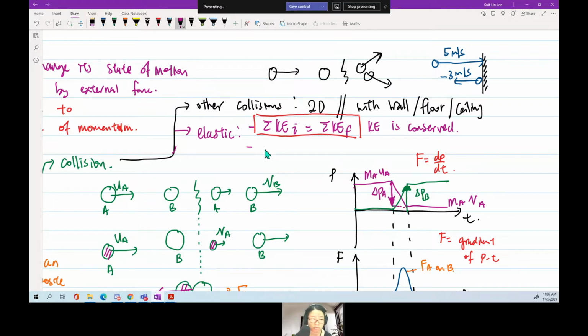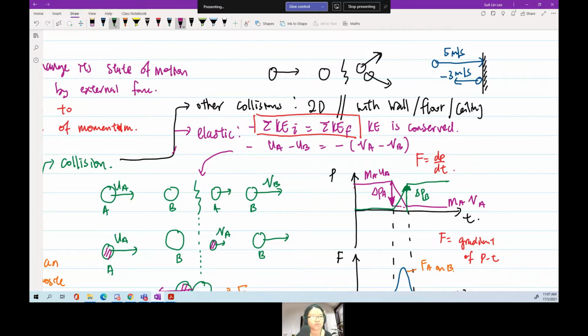I proved it before, so I don't think I want to prove it again. I will just write the equation. The relative speed of approach, UA minus UB, is equal to the negative of the relative speed of separation, VA minus VB. In my scenario, it's the same as this one.